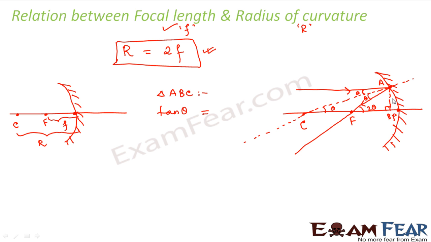So what is perpendicular? That is AB, and what is the base? That is BC. So tan theta is equal to AB by BC. Now you look at triangle ABF. In triangle ABF, you can say that tan 2 theta is equal to AB by FB, that is, AB by BF, right?